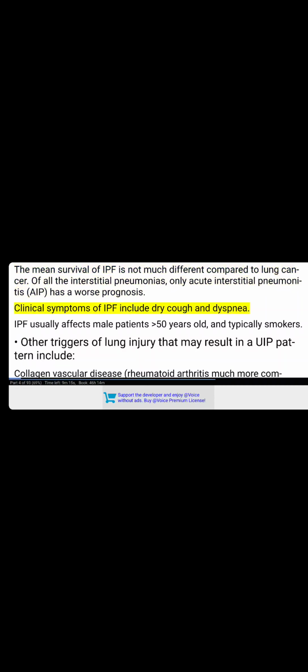Clinical symptoms of IPF include dry cough and dyspnea. IPF usually affects male patients greater than 50 years old, and typically smokers. Other triggers of lung injury that may result in a UIP pattern include collagen vascular disease, rheumatoid arthritis much more commonly than scleroderma, drug toxicity, asbestosis. An imaging clue to the presence of asbestosis is calcified plaques indicative of prior asbestos exposure.